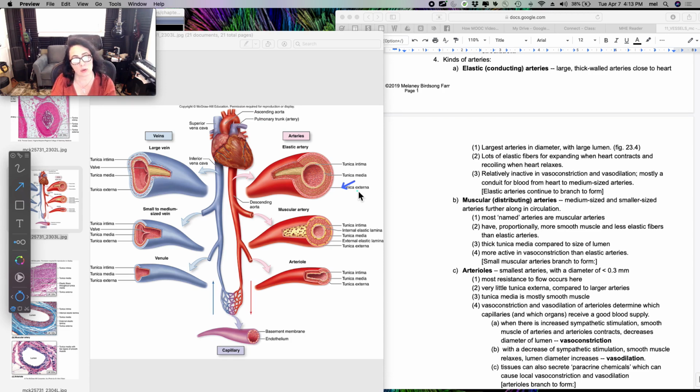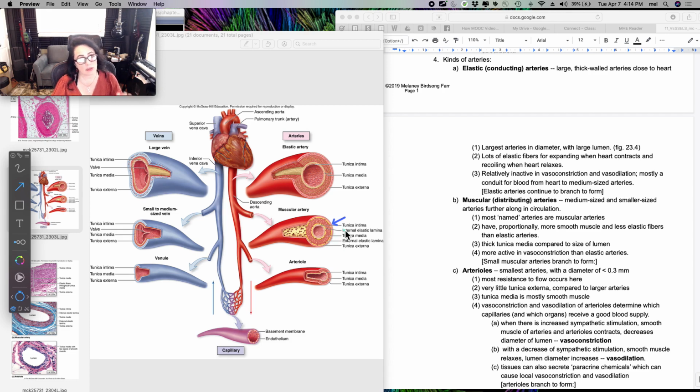And then as you move away from the heart, you get to most of the named arteries, like the brachial artery or the femoral artery or the renal arteries, or any of the named arteries that you can think of, except for the ones that are right next to the heart. These are called the muscular arteries, or sometimes distributing arteries. They're medium-sized or smaller. You can see them. And they have proportionally more muscle for the size of the artery. They don't have more muscle, but they have more proportional muscle, and fewer elastic fibers for the size of the artery.